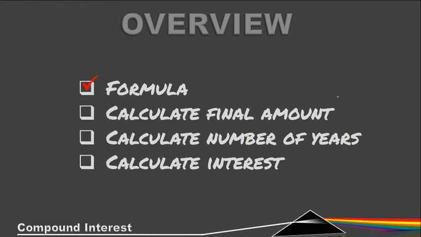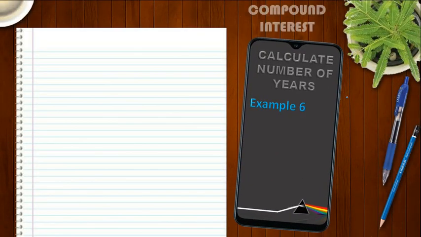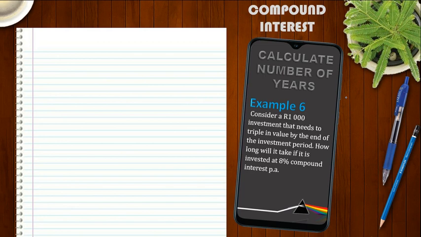Okay, so that was quite straightforward, basically just substituting in and typing it in and writing down your answer. Next up, calculating the number of years. Just remember, the method that we're using to find the number of years applies only to grade 12s. So in example 6, it says consider a 1,000 rand investment that needs to triple in value by the end of the investment period. How long will it take if it is invested at 8% compound interest? Okay, so compound interest, we're going to start with that.